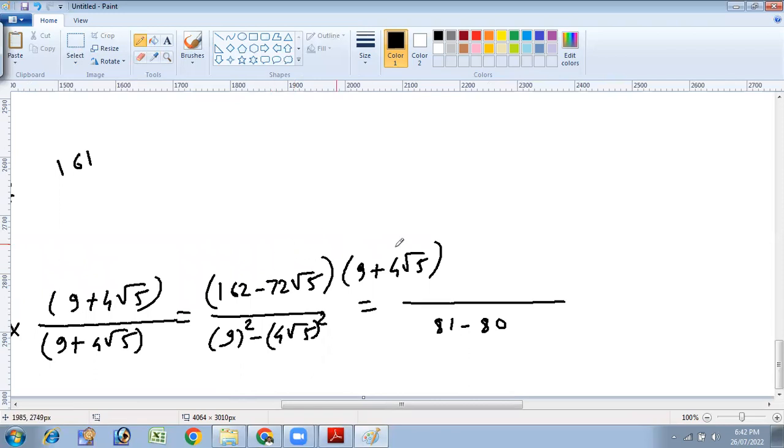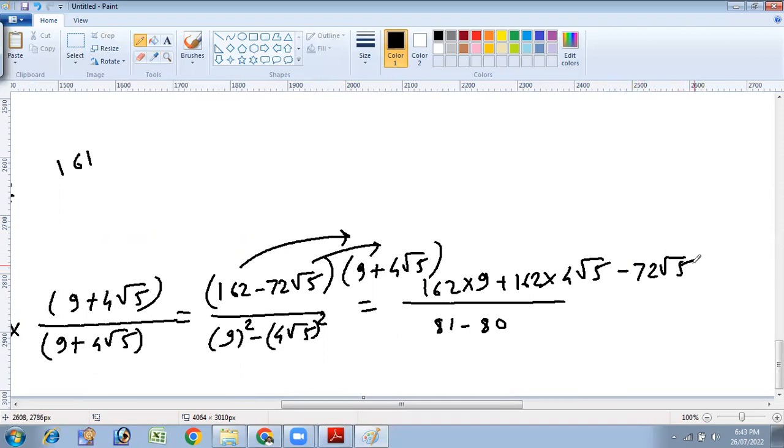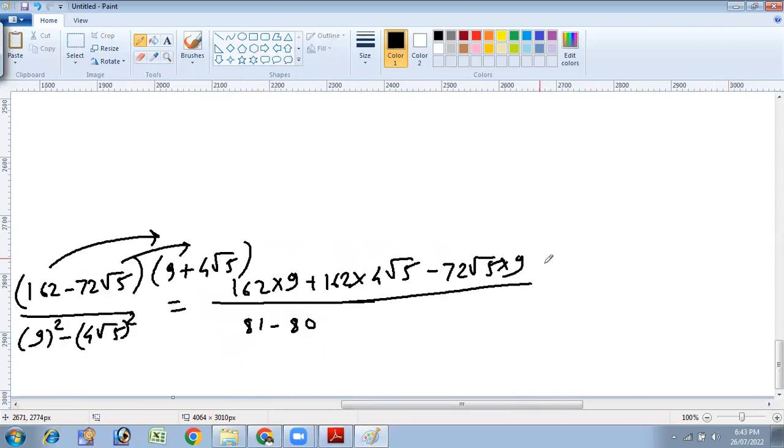Upside as it is, or simplify it. This is 162 multiplied by 9. Again, this 162 multiplied by 4 root 5. Then minus 72 root 5 will multiply with the 9. And again, minus 72 root 5 will multiply with the 4 root 5. It is a long process.